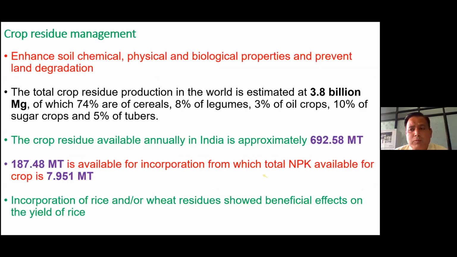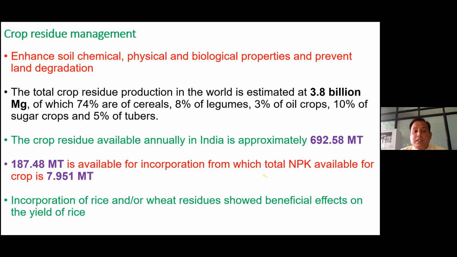So first and foremost, I am taking the crop residue. Friends, you know that crop residue incorporation enhances all three: soil chemical, physical, and biological properties. And of course, because it resists soil erosion, it prevents land degradation. Almost more than 3 million mg crop residue is produced throughout the world. And if you see the Indian scenario, we are producing almost 7 million tons of crop residue. Out of the 7 million tons, around 190 million tons is available for incorporation. The rest, the farmers burn or use as fuel or for other purposes.